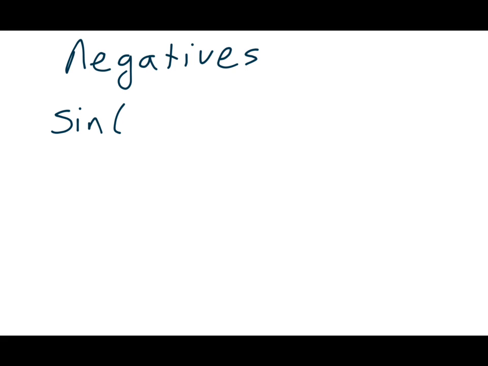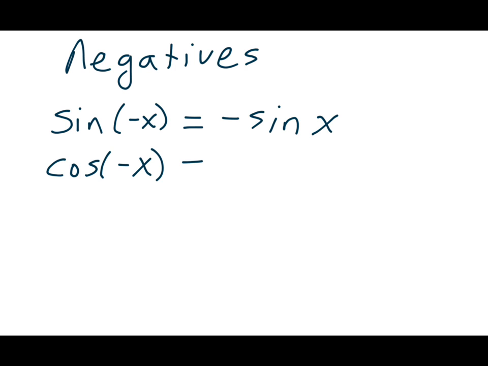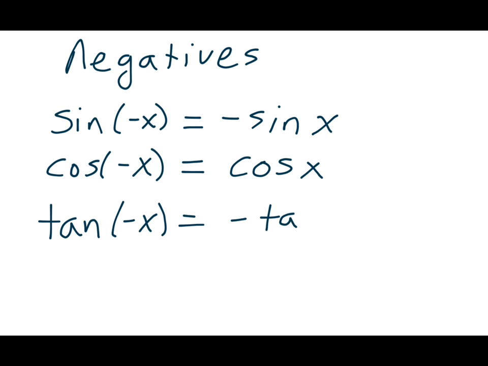Okay, then we have negatives. So these are things we've already covered, so they should look familiar. Negative x inside sine is just the whole thing negative. Cosine with a negative x is just going to be the same thing, just cosine of x. And then tangent of a negative x is going to be negative tangent of x.